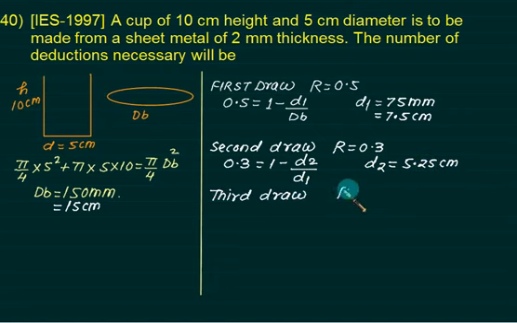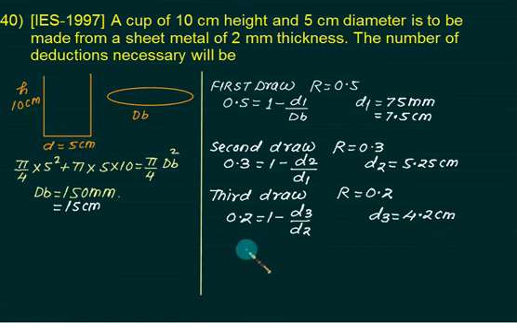Reduction ratio in third draw is further reduced to only 20%. So we have 0.2 equals 1 minus, where at the end of the third stage we have diameter D3 and this diameter is D2. Use D2 equal to 5.25, giving 4.2 cm. So 4.2 cm is less than 5 cm. So how many draws are required? 3 draws are required for this operation.